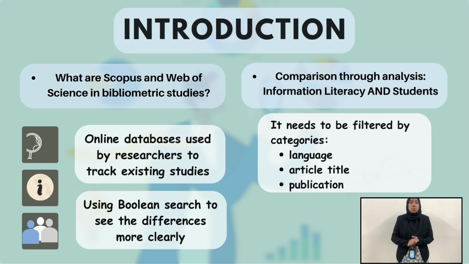Secondly, we also use Boolean search, especially the word "and", to help us get more accurate and relevant results from both databases. Next, comparison analysis. Information literacy and students, the comparison must be filtered by its own category, for example, by language, article title, publication type, etc. As a result, researchers can see the trends that have been studied based on authors, organizations, or even countries.